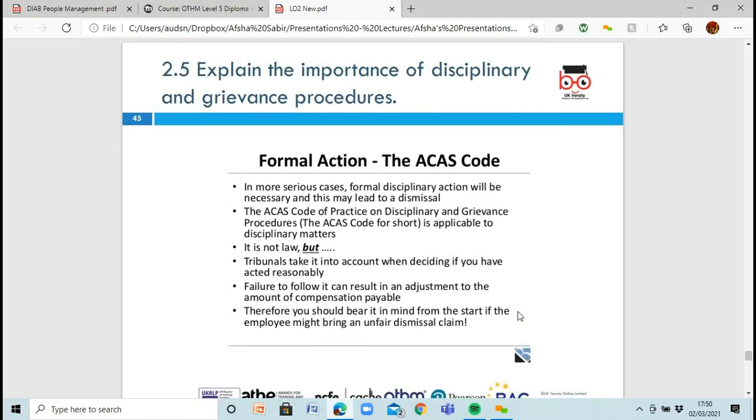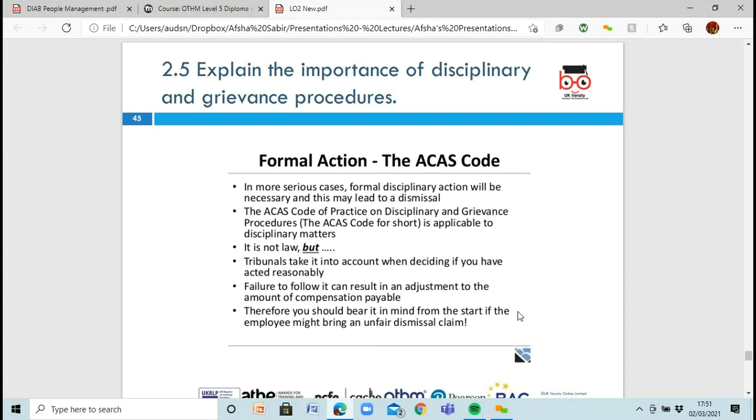And then we come on to ACAS, which we talked about previously. ACAS will take formal action in serious cases. They'll try and sort out any disciplinary action where it's not been able to be resolved within the company. They've got a code of practice on disciplinary and grievance procedures, and it's applicable to any disciplinary matters. ACAS isn't the law, but they help when you've got tribunals, and they help you decide if you've acted reasonably or not. They'll work with organisations and pinpoint any areas where you might not have followed the rules.